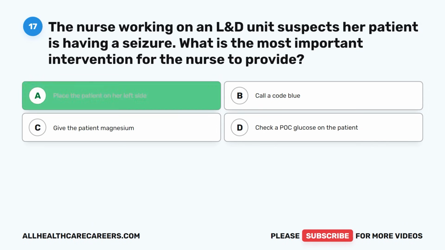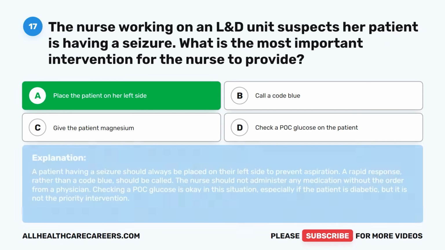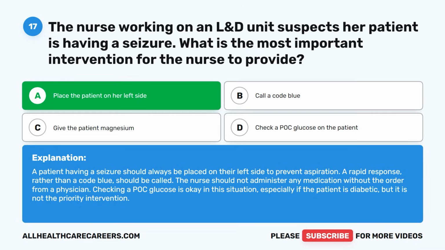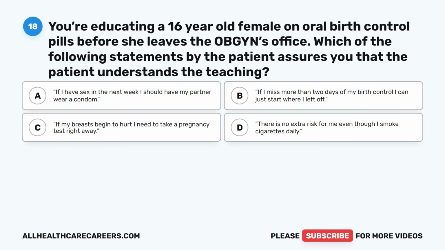The correct answer is A. Place the patient on her left side. A patient having a seizure should always be placed on their left side to prevent aspiration. A rapid response rather than a code blue should be called. The nurse should not administer any medication without the order from a physician. Checking a POC glucose is okay in this situation, especially if the patient is diabetic, but it is not the priority intervention.